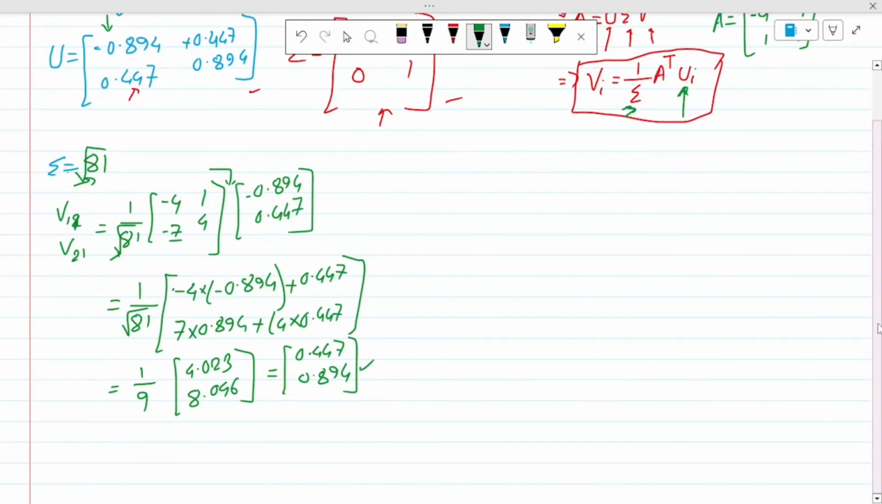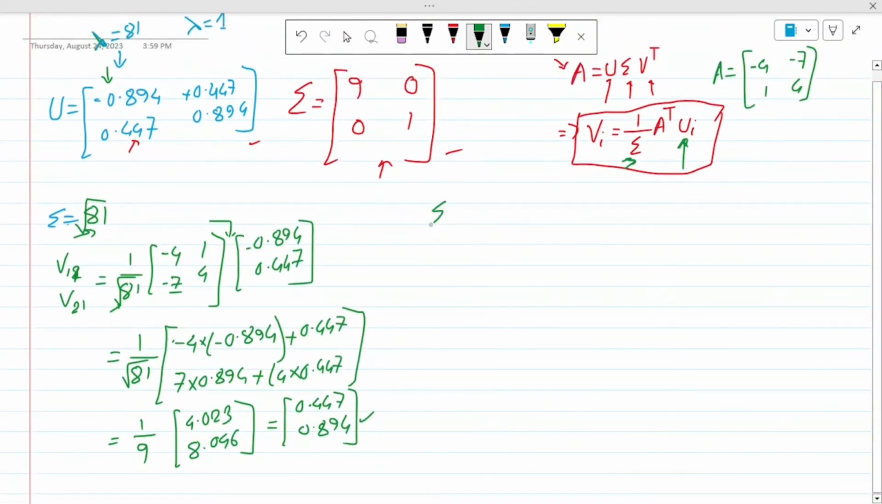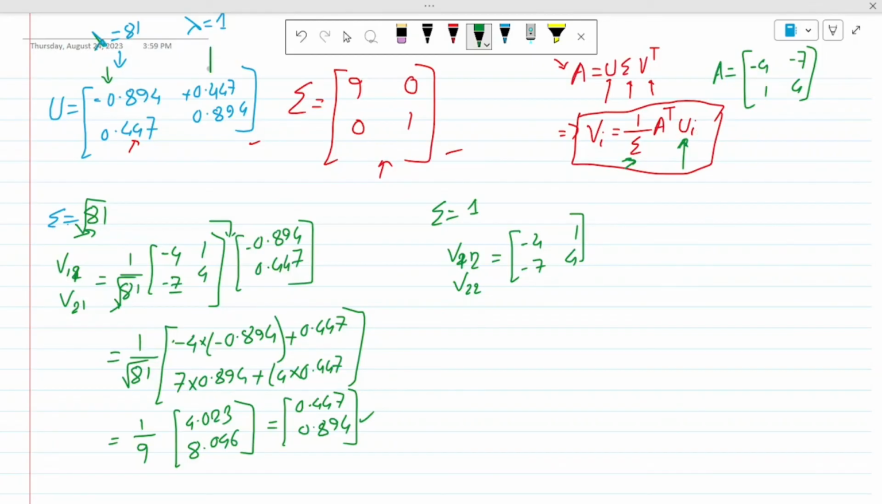you will get the final value. So now we'll do the same thing for sigma equal to 1. So sigma is equal to 1, you will get again V12 and V22. So these two values you will get, same equation, right? So you will get A transpose. So A transpose is minus 4, 1, minus 7 and 4. So this is multiplied by the unit vector for 1. So the eigenvector for lambda equal to 1 is this one.